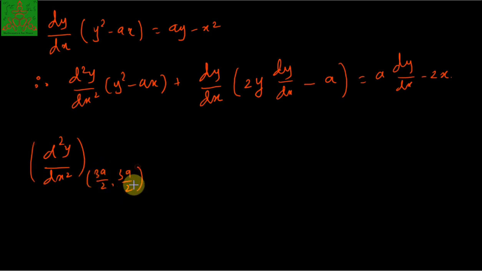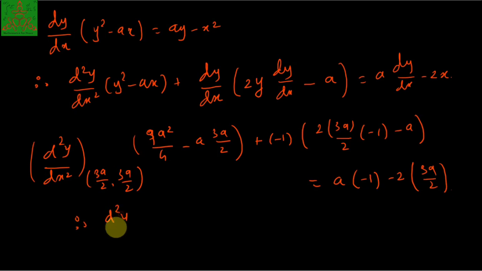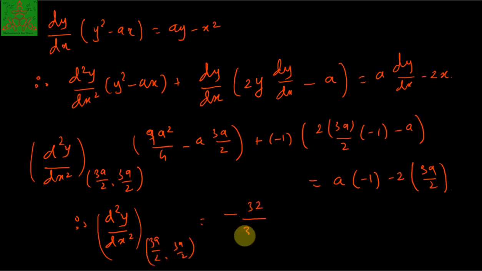If you want to calculate d square y by dx square at the point (3a by 2, 3a by 2), then this will be nothing but 9a square by 4 minus a into 3a by 2. This value we have calculated as minus 1, so it is minus 1 times 2 into 3a by 2 into minus 1, minus a, equal to a into minus 1 minus 2 into 3a by 2. Therefore, if you simplify all this at point (3a by 2, 3a by 2), we will have minus 32 by 3a, please verify and check, and that is your value of y2.